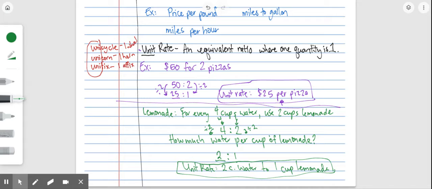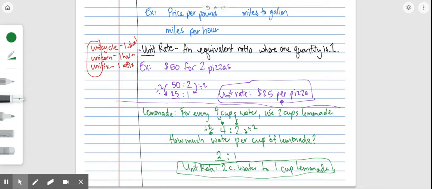Okay. So I want you to think for a minute, what do we do in order to find the unit rate? What have we been doing? How are we finding this? What is giving me that number 1 on one side and then finding the answer on the other side? What operation are we doing? What patterns are we seeing? What is happening here? Okay.